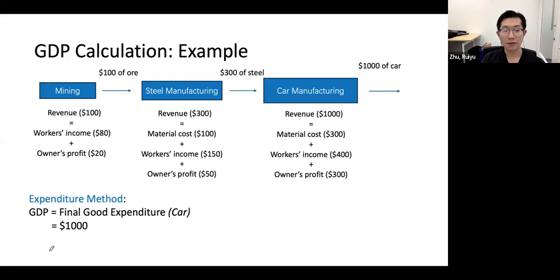The next method is the expenditure method, in which we calculate the expenditures on final goods. So in this economy, there is only one final good, which is cars. So the value is simply $1,000. So these three methods should give us the same number.